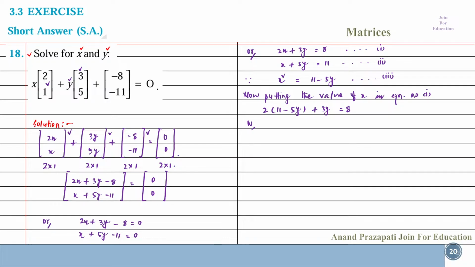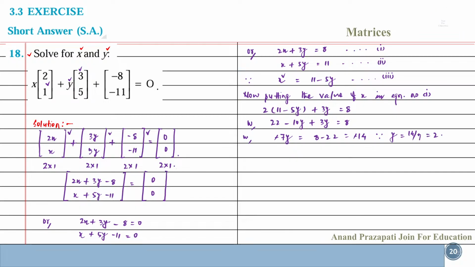So here we get 22 minus 10y plus 3y equal to 8, or we get here minus 7y equal to 8 minus 22 equal to minus 14. Observe there is no problem to understand up to this step. Therefore here will be, we cancelled out minus minus, then we get here y equal to 14 by 7 equal to 2.